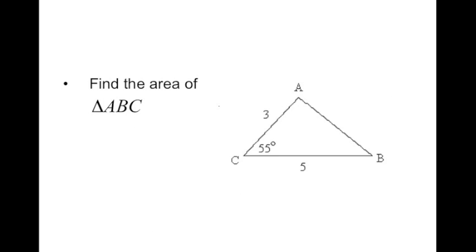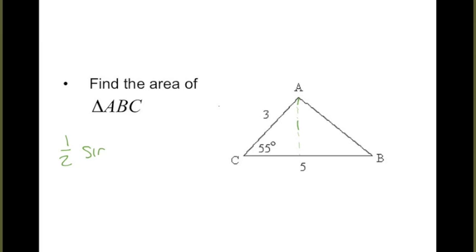So in this picture, I couldn't use my 1/2 base times height formula because the height of this triangle, I don't know what it is. Right? The height should be a straight up and down thing. So I know the base is 5, but I don't know the height. 3 isn't the height. So we're going to use this trig formula instead. In general, what that trig formula says is 1/2 side times side times sine of angle between them. You have to have a side angle side to use this formula. You have to have 2 sides and the angle that's between them to use this formula.